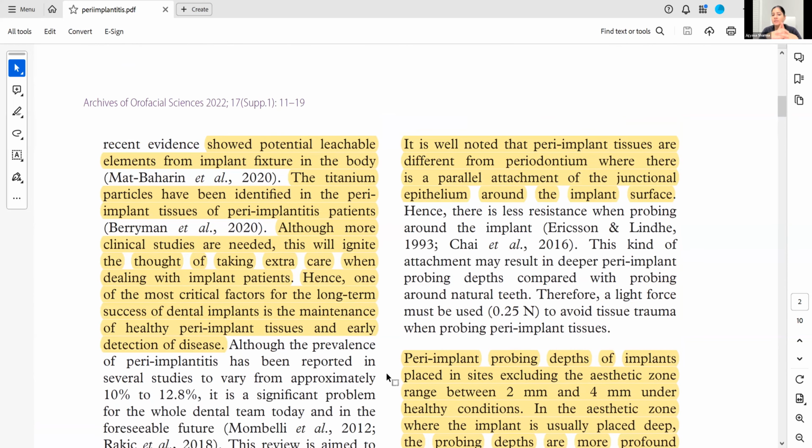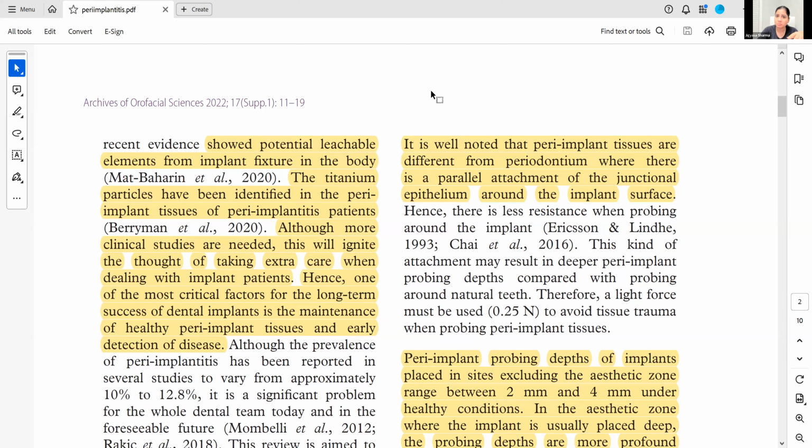So it is well noted that peri-implant tissues are different from periodontium, where there is a parallel attachment of the junctional epithelium around the implant surface. You would know the cross-section of the gingiva to the natural tooth, where the JE, junctional epithelium, is attached to the enamel close to the CEJ, and there are gingival fibers which go through the hemidesmosome. So there is an organic attachment with the tooth from the gingiva.